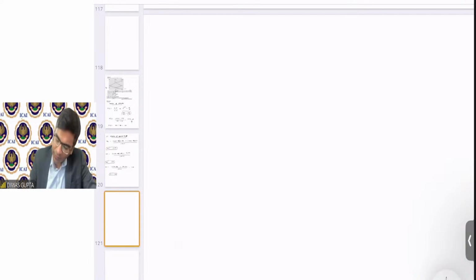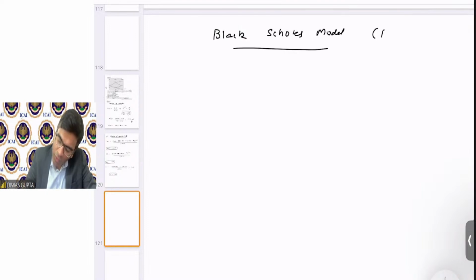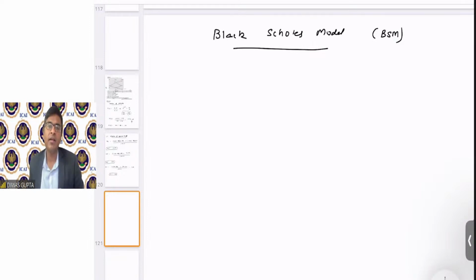Now let's come to the Black Scholes model. We also call it BSM, which is Black Scholes model. Short form is BSM. So students, you will recall yesterday I gave you 4 cases while explaining the concept of options. From that, I am taking case 2 to help you explain the Black-Scholes model. What was case 2?